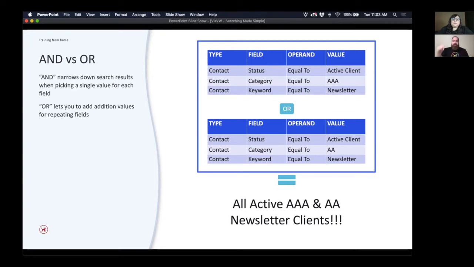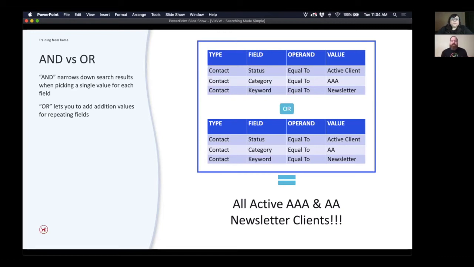The reason I have to repeat those fields is that if I just chose status, category, keyword, then hit or and added another category, it's going to give me every active AAA newsletter client with the addition of every single person who has the category of AA.